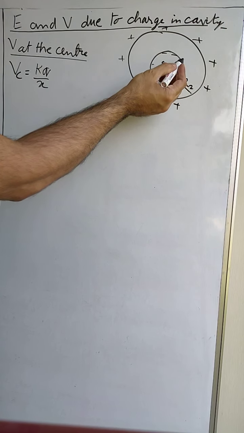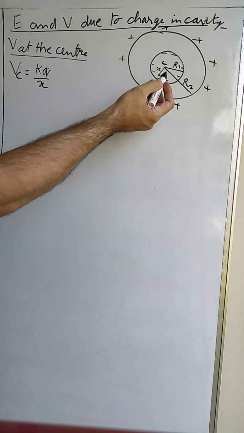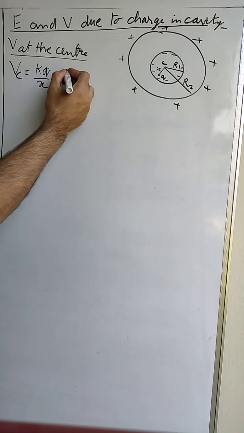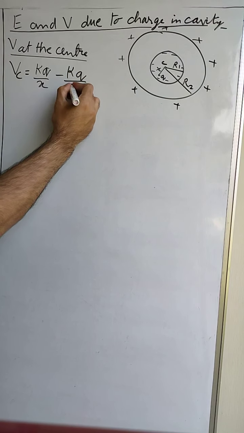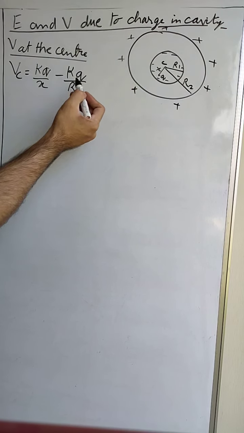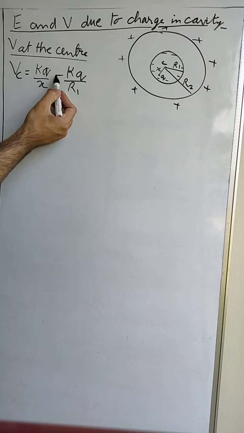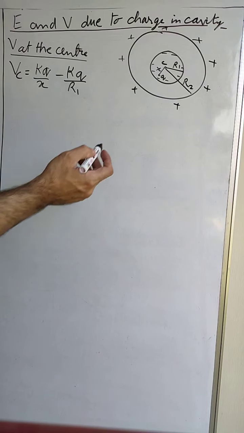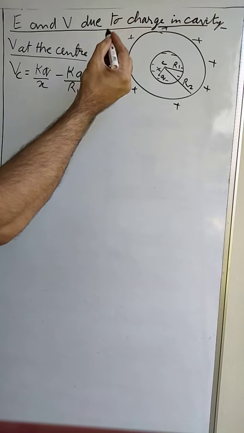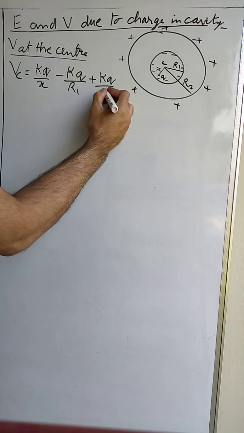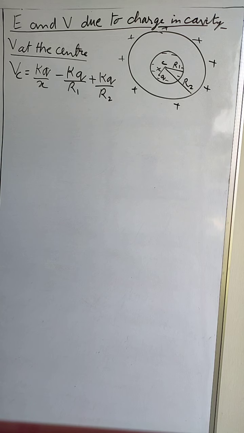Then the more potential will be induced by the negative charge on the sphere. Now this can be written as like this, because the distance of negative charge from the center is R1 and the Q is minus, so the minus sign comes here. And the potential due to the outer sphere, KQ by R2.